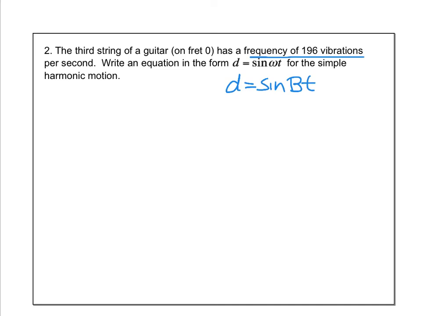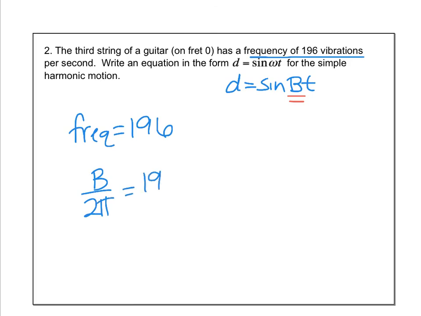So the only thing the equation is really asking us to find is B. We have to figure that out. And they gave us the frequency. We know the frequency is equal to 196. So you just have to use the formula for frequency. I know frequency is the reciprocal of the period. So it's B over 2 pi is going to equal 196.